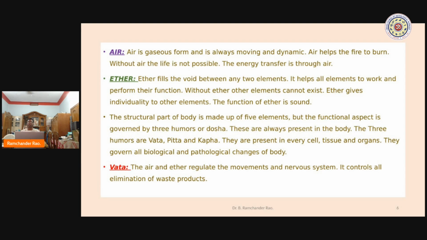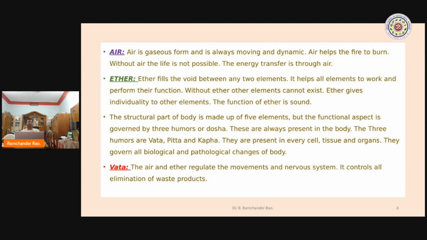The structural part of the body is made up of five elements. But the functional aspect is governed by the three humors: Vata, Pitta, Kapha. These are always present in the body, in every cell, tissue and organ. They govern all the biological and pathological changes of the body. Any imbalance of Vata, Pitta, Kapha will lead to some suffering.